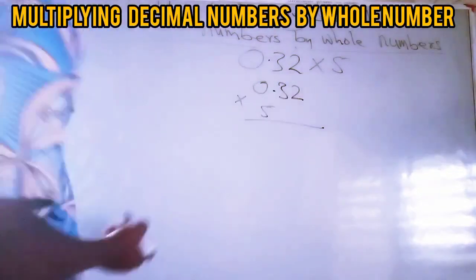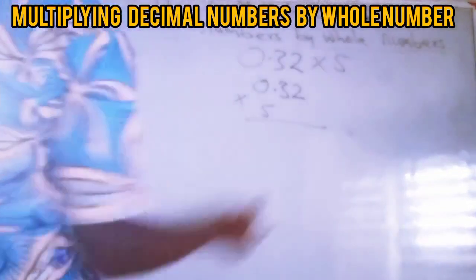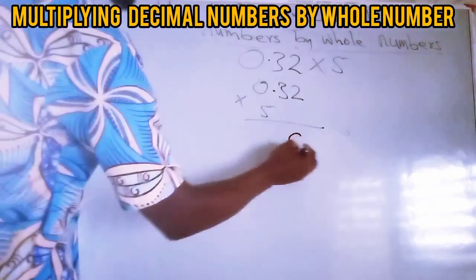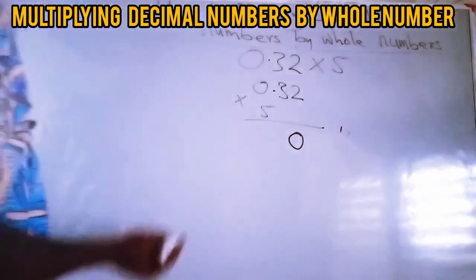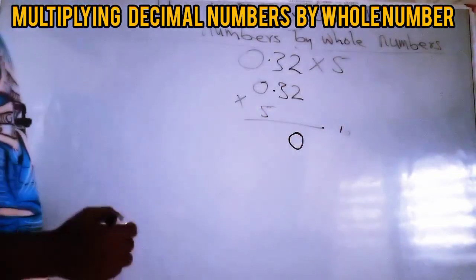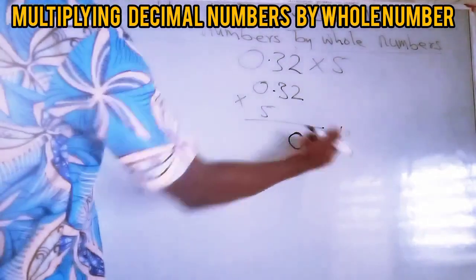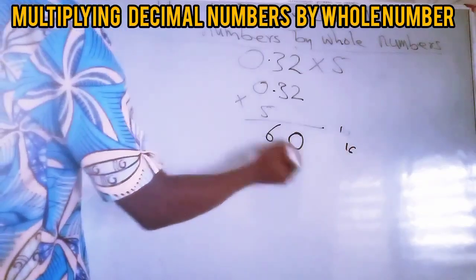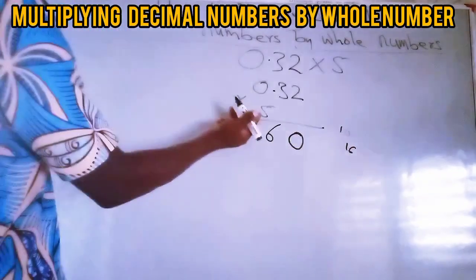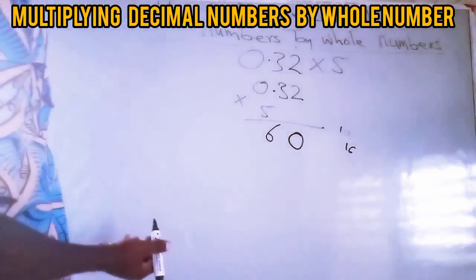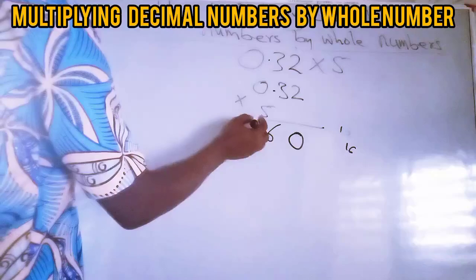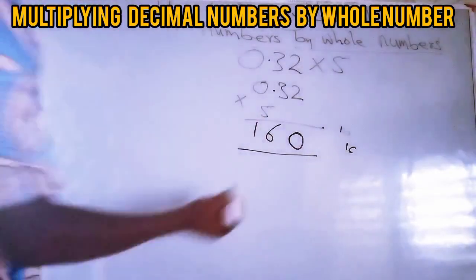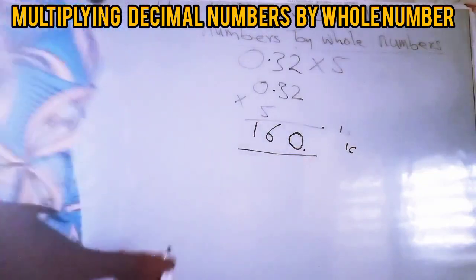5 times 2 will give us 10. So when you have 10, what do we do? You write the 0 and carry the 1 forward. 5 times 3 is 15, plus this 1, making it 16. So we have 16 here. What do you do? You write a 6 and carry the 1 forward. 5 times 0 is 0, plus 1, making it 1. Now you have this. And as we learned earlier, the decimal point is always at the end here.